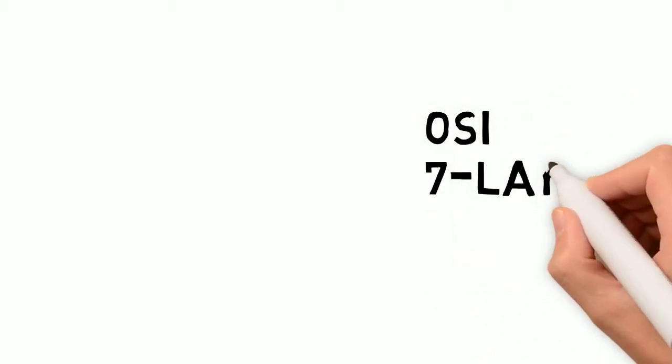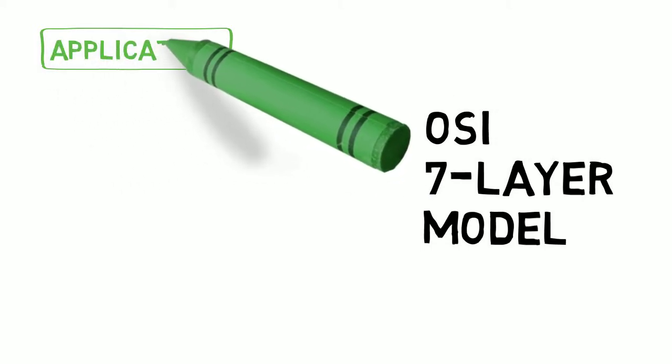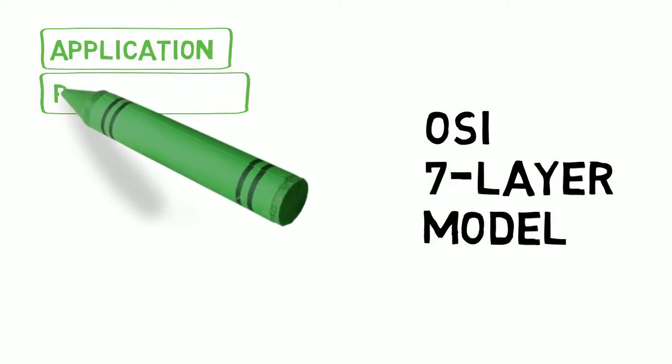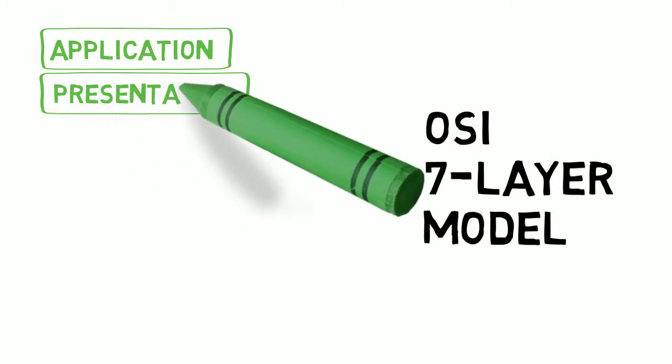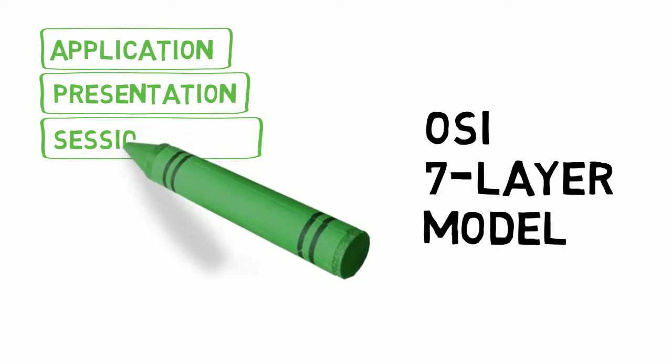The Open Systems Interconnection 7-layer model, or OSI model for short, is a conceptual model that standardizes the way an information systems communication function works. The OSI model partitions communication functions into 7 abstract layers, each of which builds on the layer below it.